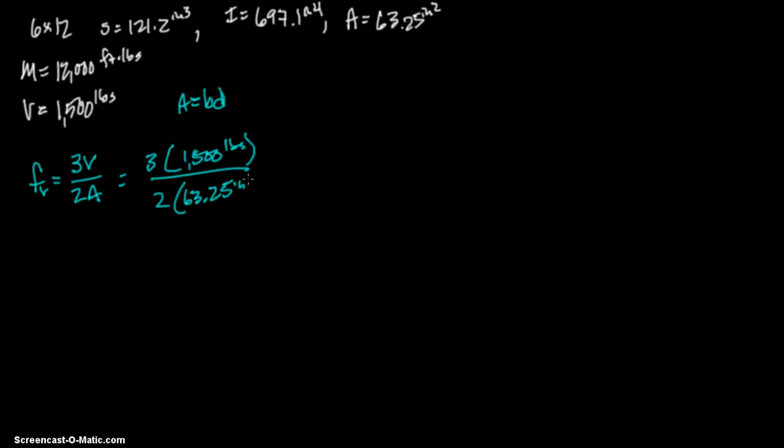63.25 inches squared. And this is going to come out pounds over inches squared, which is PSI. So 3 times 1,500 divided by 2 divided by 63.25 equals 35.6, let's say, PSI. And let's go ahead and check that as well. 35.5, we're at 35.6, good enough for government work.